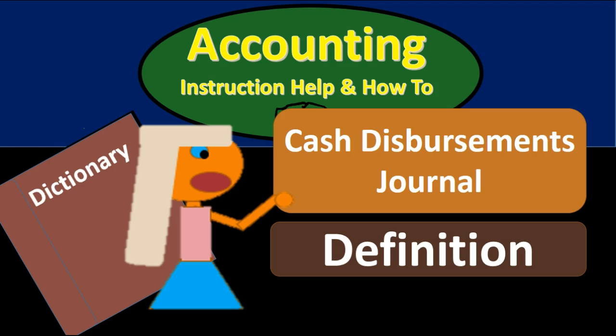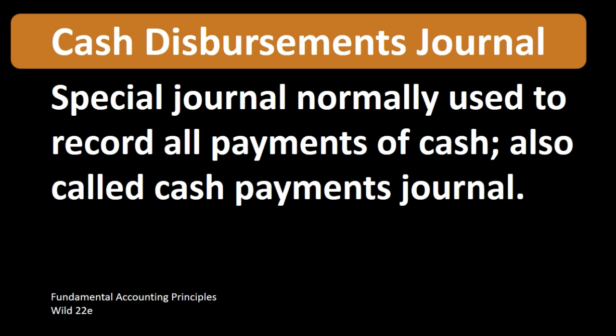Hello, in this lecture we will define cash disbursement journal. According to Fundamental Accounting Principles, WILD 22nd edition, the definition of cash disbursement journal is a special journal normally used to record all payments of cash, also called cash payments journal.